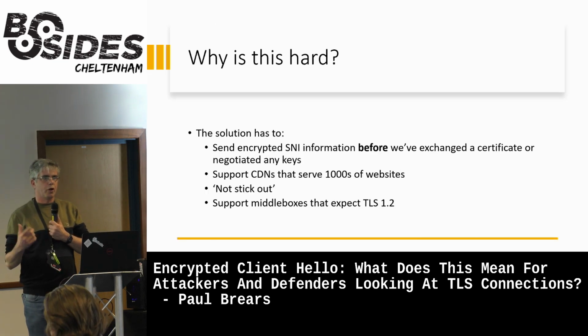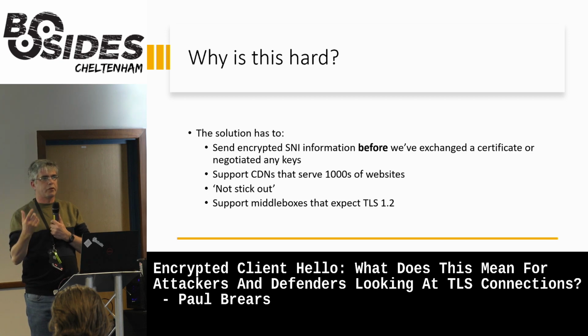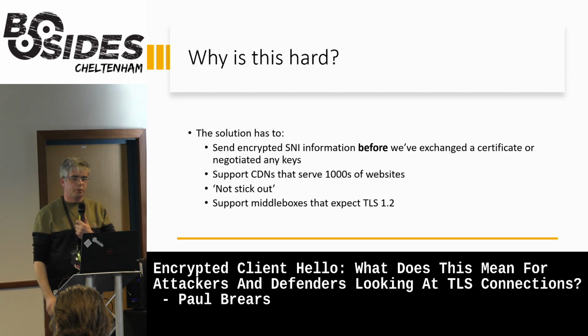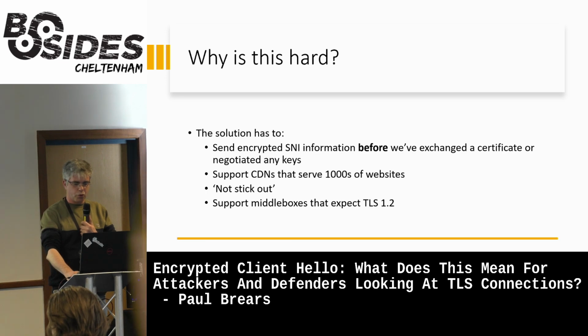So why is this hard? Why hasn't it been implemented already? The challenge is you've got to send this SNI information before you've negotiated any keys. So you need a mechanism of doing that, and you need to be able to support CDNs that serve thousands of websites. Before SNI came along, one IP address to one website was fine. That wouldn't be fine anymore. And they want to try and make it not stick out, and they want to ensure that they don't break existing network appliances.